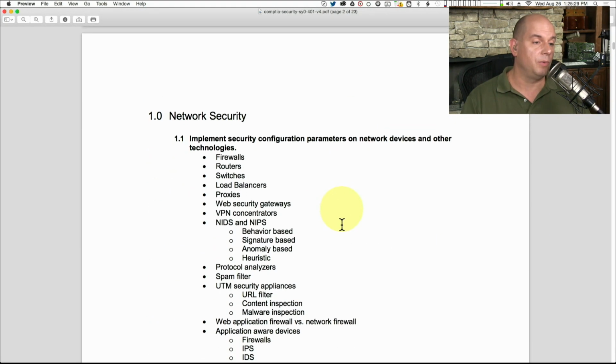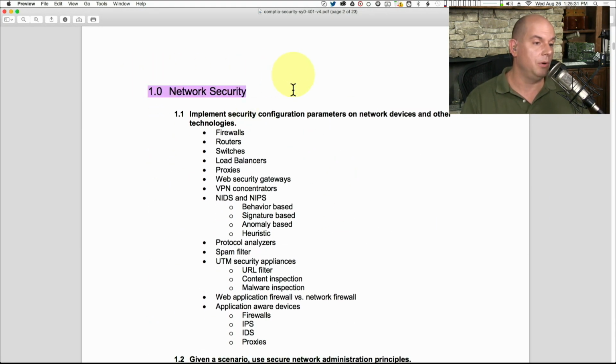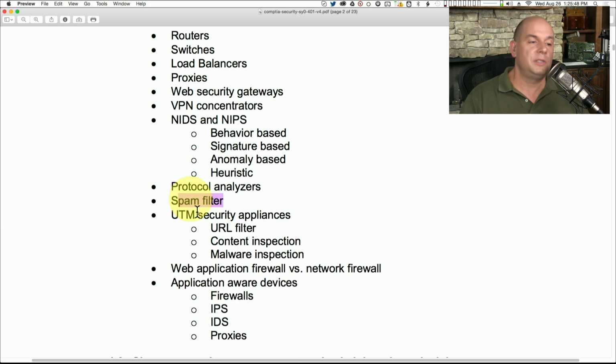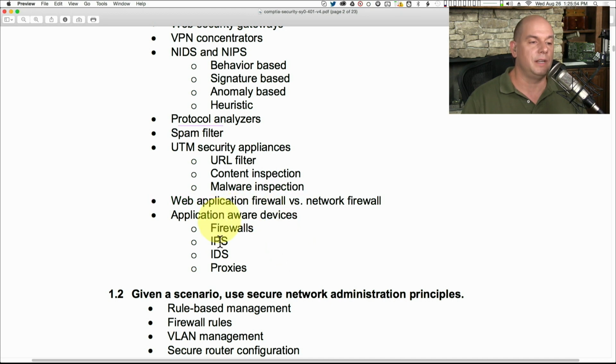The part that's important is right here. Starting in domain 1.0 network security, implement security configuration parameters on network devices and other technologies. Firewalls, routers, switches, load balancers, proxies, web security gateways, VPN concentrators, NIDS and NIPS, behavior-based, signature-based, anomaly-based, heuristic, protocol analyzer, spam filter, UTM security appliances, URL filter, content inspection, malware inspection, web application firewall versus network firewall, application-aware devices, firewalls, IPS, IDS, proxies. That's just the first section of the first domain.